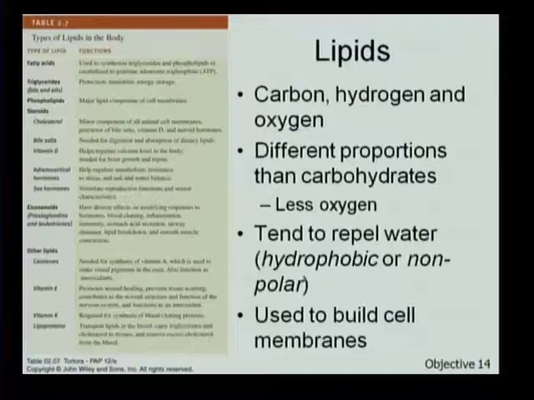As we begin to reduce the amount of oxygen in these molecules, then we make them less and less likely to engage in interactions with water. So for that reason, we call them hydrophobic. Hydro meaning water, phobic meaning afraid of. So they tend to repel water, and for that reason we call them hydrophobic.